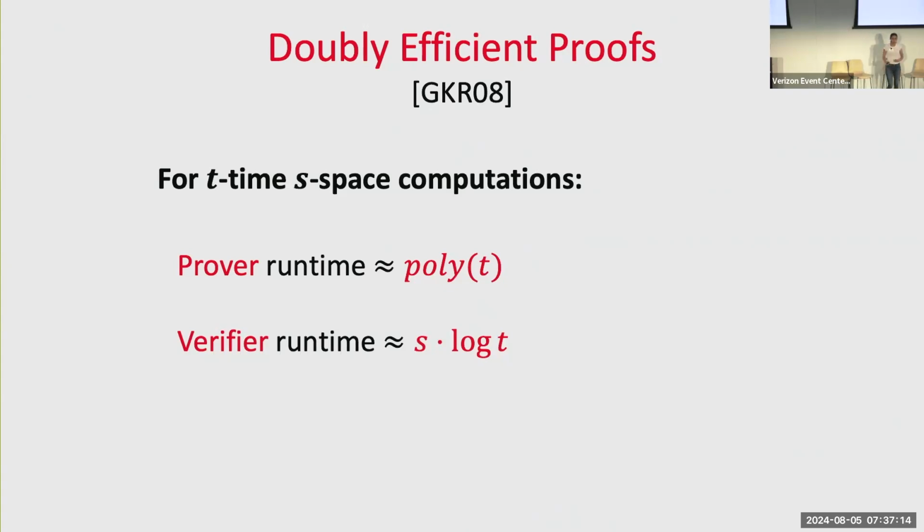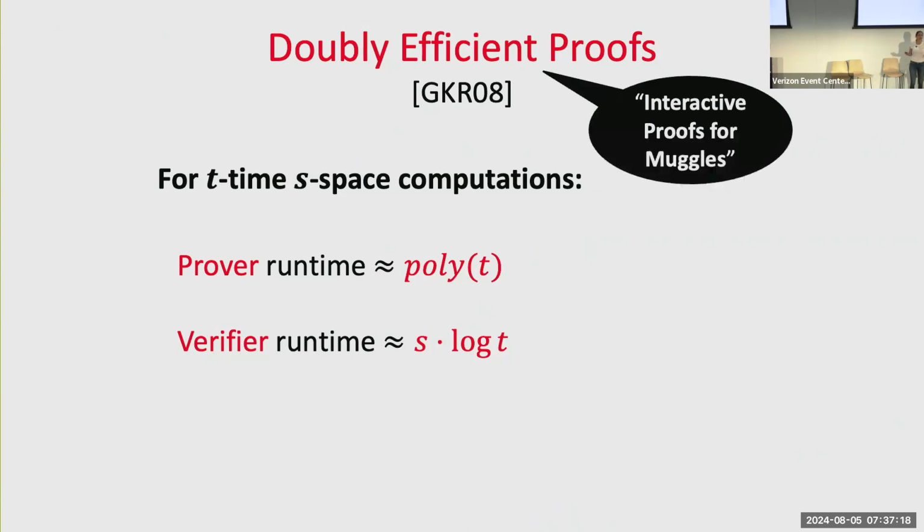So we want the prover to be, and that's what we call it, a Muggle. The prover is also not a wizard. Actually, in the original works, they even called the prover a wizard because he was all powerful. But in the real world, we don't have wizards. You know, we're all Muggles. Even the prover is a Muggle. And therefore, that's the name of the talk. The prover should also be somewhat efficient. And of course, the verifier should be extremely efficient.